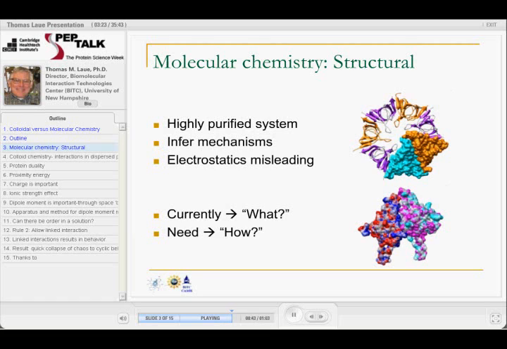We can use these kinds of structures to address questions about what, but they're not very useful if we're talking about questions in biochemistry and biology about how things occur. Things occur because of the interaction between molecules. The how has to do with that. The what has to do with what molecules are there, what the structure is doing.